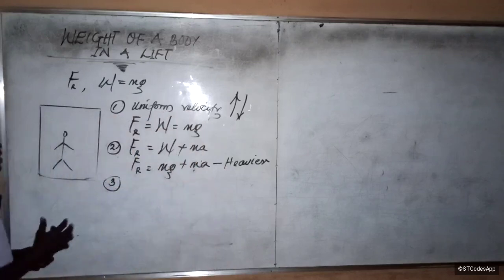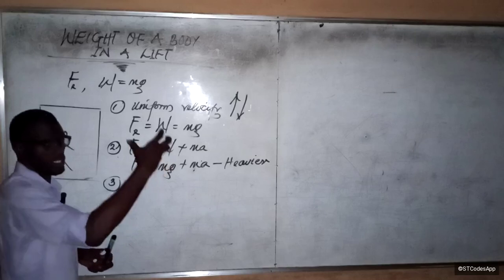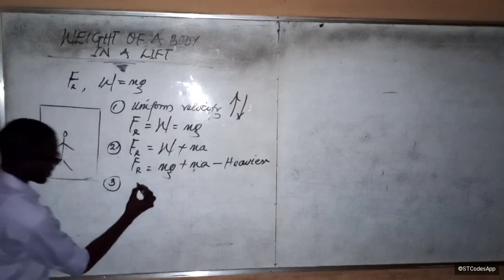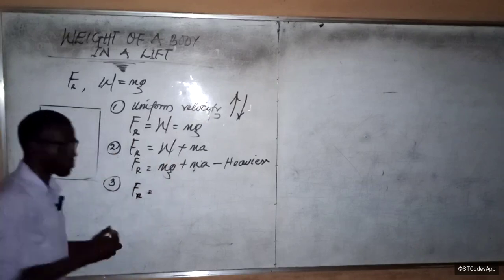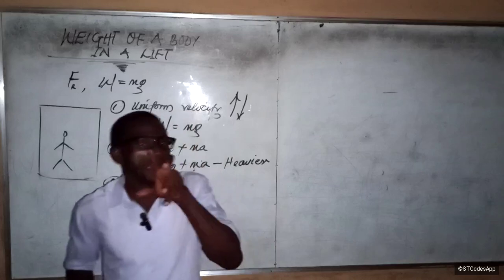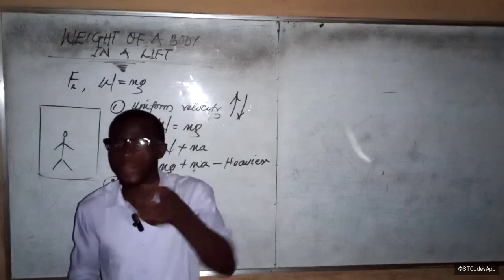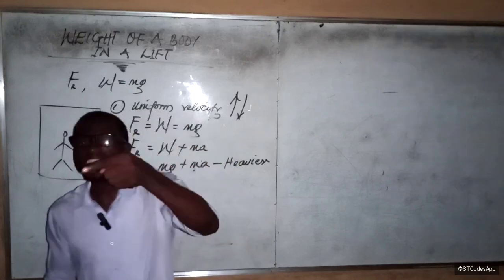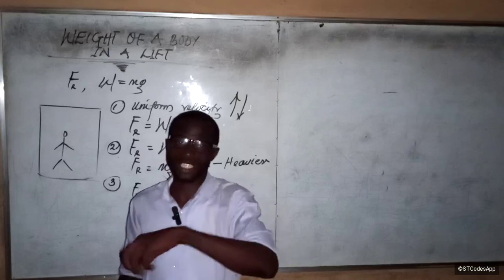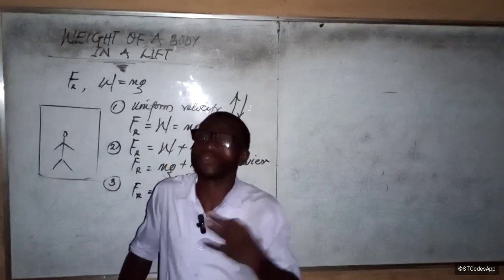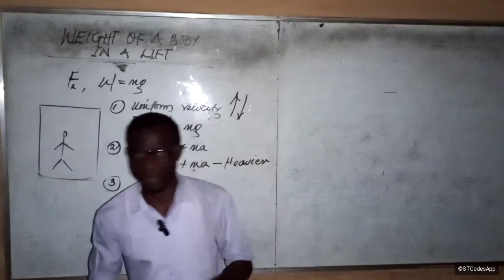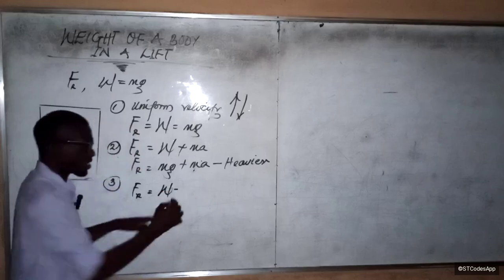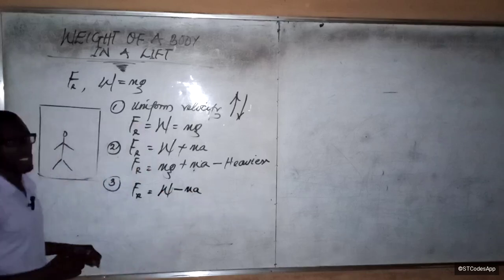So in the first condition, where the lift is descending with an acceleration that is less than acceleration due to gravity, what will happen is this. The force that will be pushing on that body, because the acceleration of the lift is less than acceleration due to gravity, will be less than the weight. So the net force felt by the body will be the natural weight of the body minus the force that is acting on it.